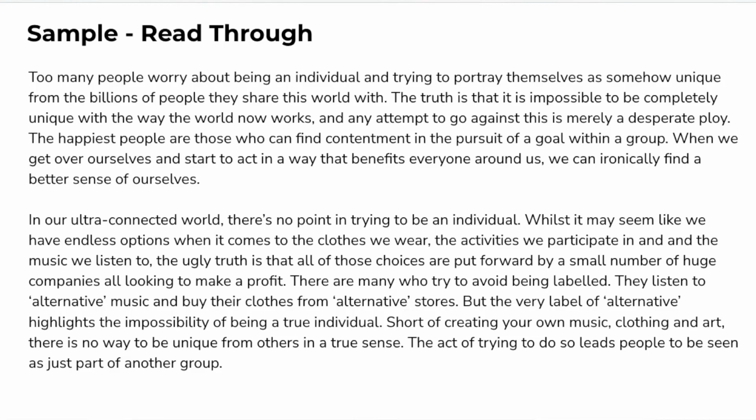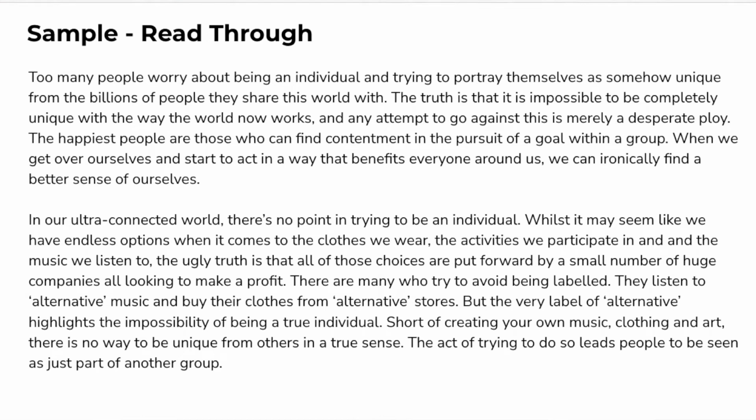The happiest people are those who can find contentment in the pursuit of a goal within a group. So now we have an elaboration on these ideas of saying, okay, I'm not just going to say you can't be an individual and that's it. I'm going to go on further and say, right, the happiest people are those who find contentment. So it's still under that umbrella of this idea of you can't be an individual, so don't bother. But now I'm going further and elaborating on that idea a little bit further.